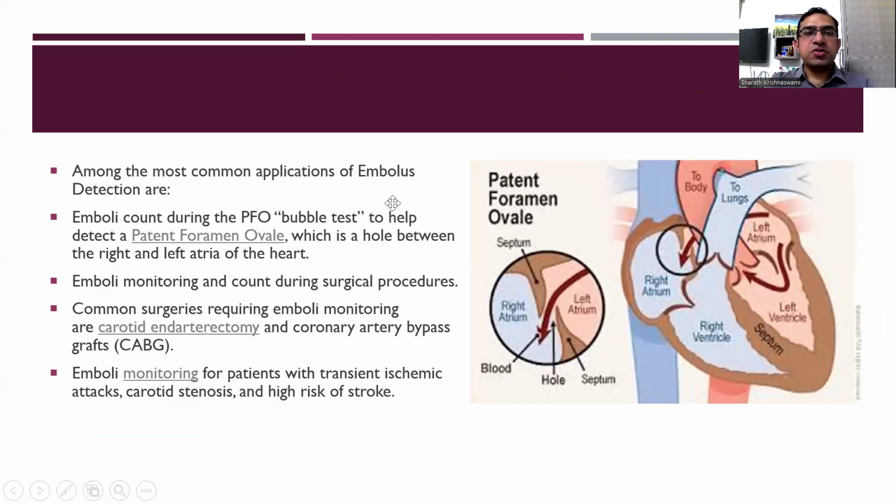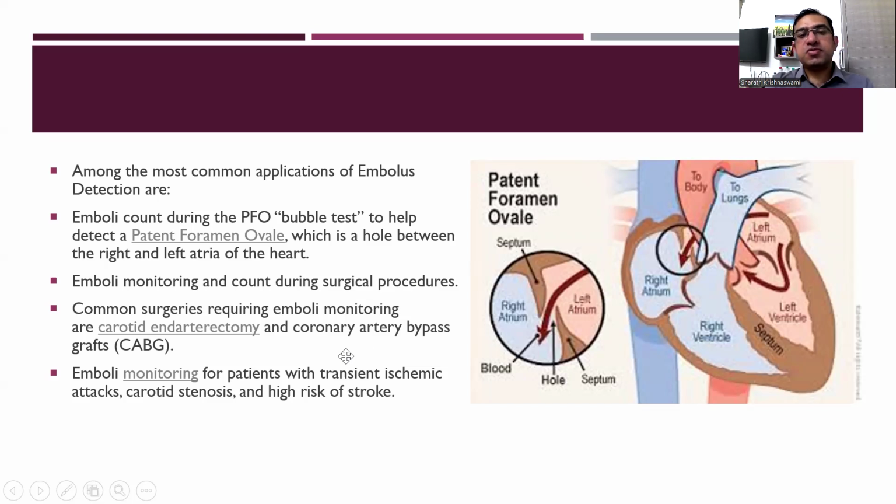Why would we want to detect this embolus in certain patients? In patients who have a right to left shunt or patent foramen ovale, we can use a test known as a bubble test to detect the patent foramen ovale, which is basically a hole between the right and left atrium of the heart. And we can monitor the embolus and also count it during the surgical procedures.